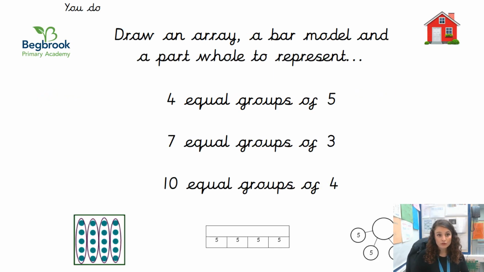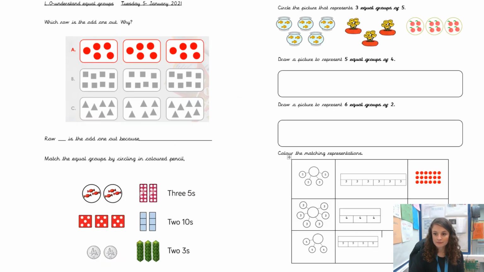Okay, if you're at home, this is your last step to do. If you're in school, we've got a couple more steps to do. So you're going to draw an array, a bar model, and a part whole to show 4 equal groups of 5, 7 equal groups of 3, and 10 equal groups of 4. There are the pictures at the bottom to help you, and remember you can go back in the video if you need to. If you're in school, when we've done that bit, we're going to go and do our maths independent practice, which is shown on the screen now, and then in a moment you will do that on your sheet.